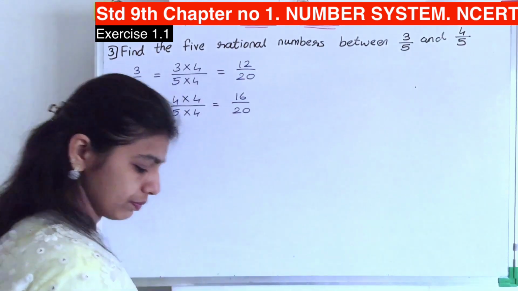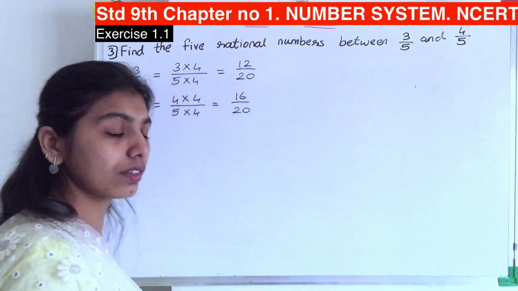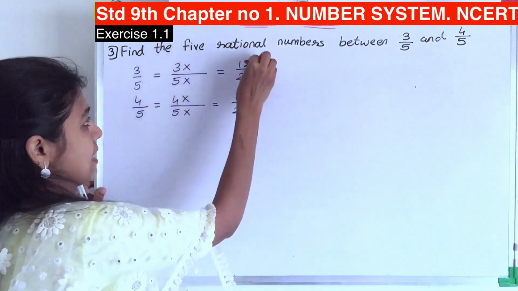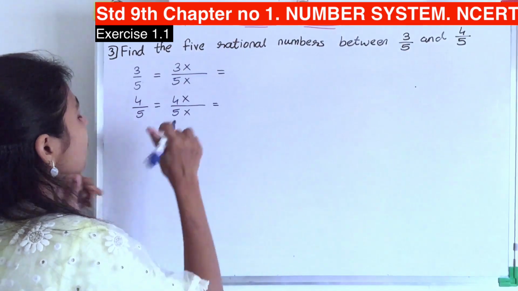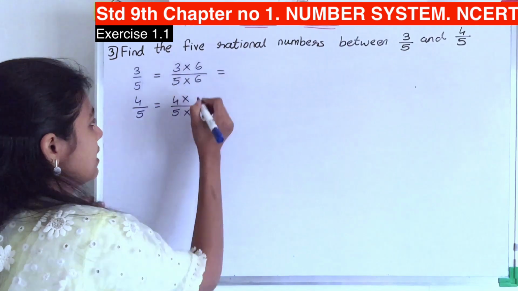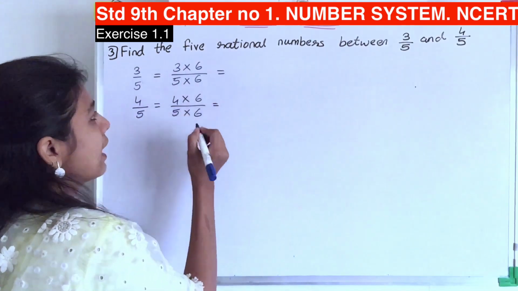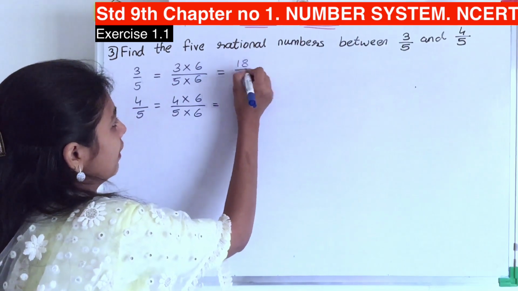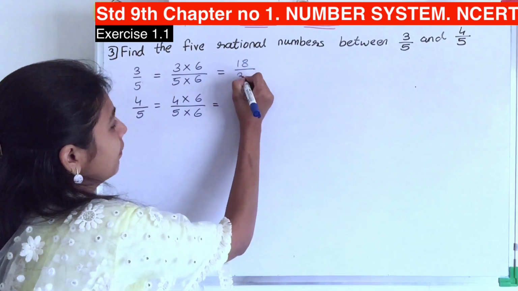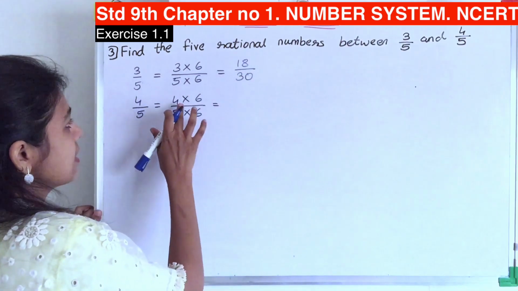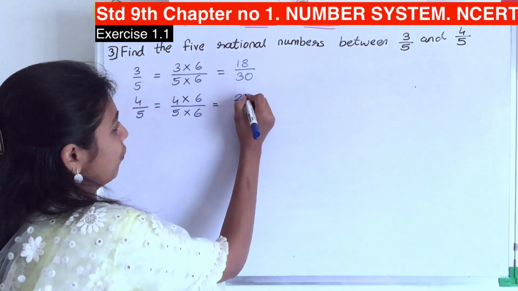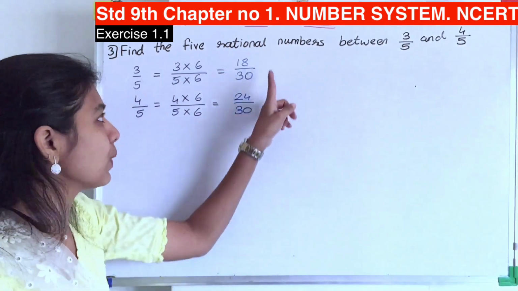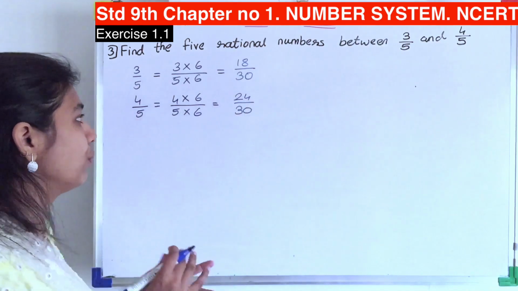So instead of 4, I am going to multiply it by 6. 3 6s are 18, 5 6s are 30. Same way 4 6s are 24 upon 30. Now you have many numbers between 18 and 24.